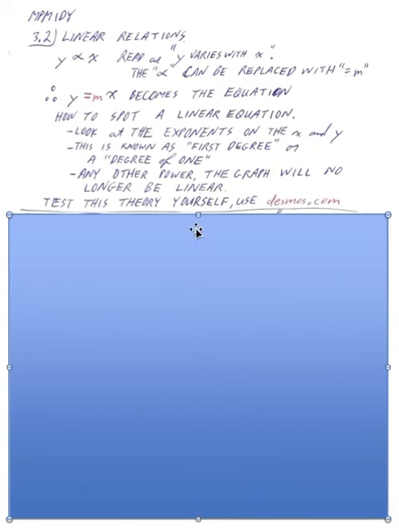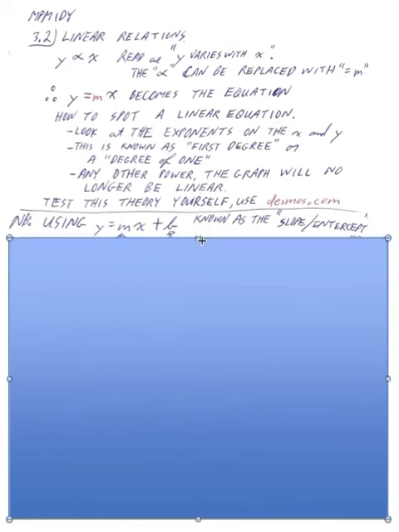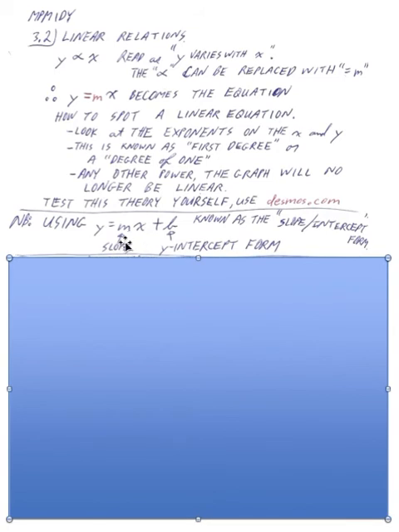Now, as far as we're concerned, we are mostly going to use what we call y equals mx plus b. The proper name of that is the slope-intercept form. The reason it's called that is that the m is the slope, and the b is the y-intercept.